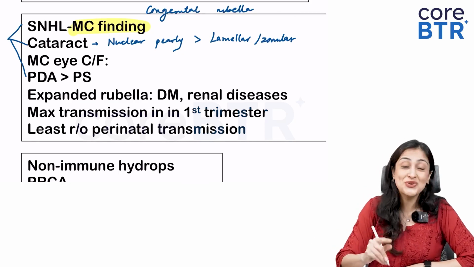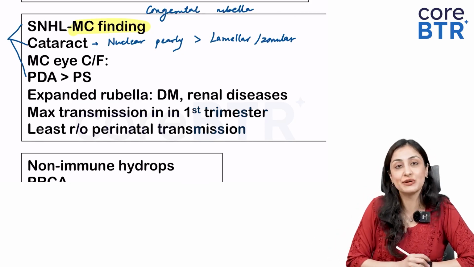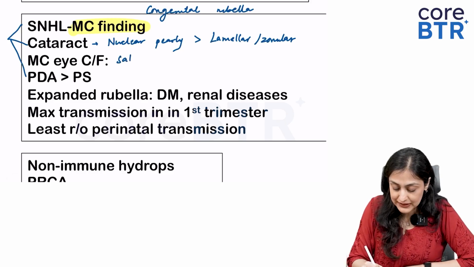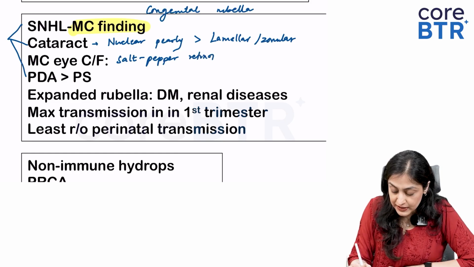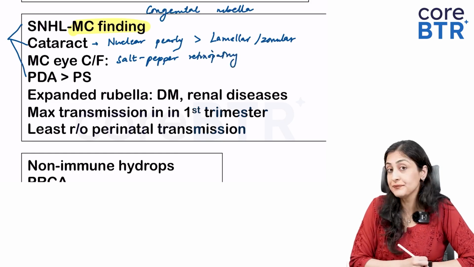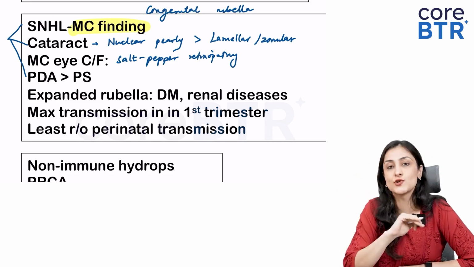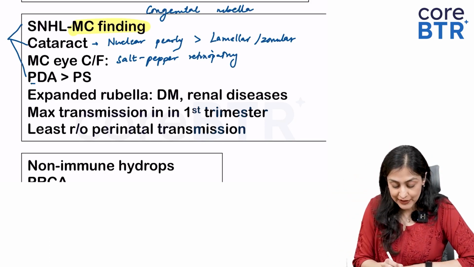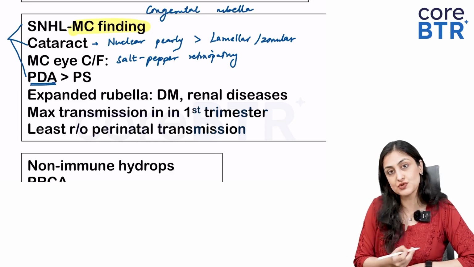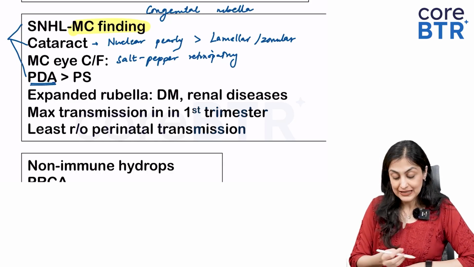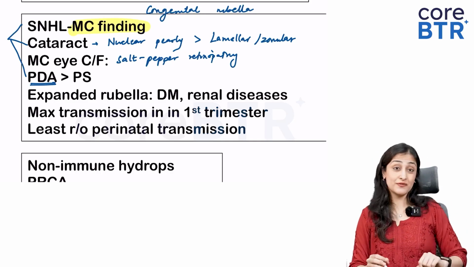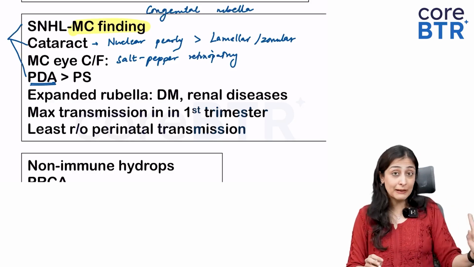But the most common eye finding is not cataract, which is a part of the triad. That is salt and pepper retinopathy. So again, like 3 questions, you need to be careful what they are asking. Triad has cataract, but overall most common is salt and pepper retinopathy, and you have patent ductus arteriosus more than pulmonary stenosis. There is expanded rubella. This is a very potential question.